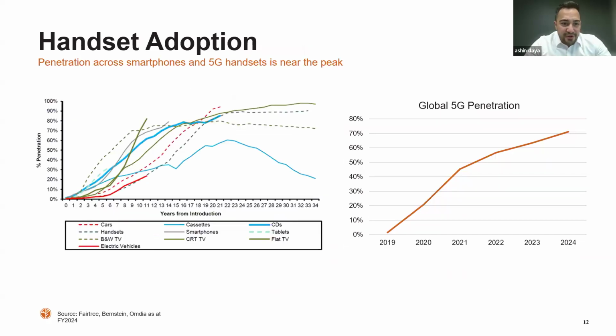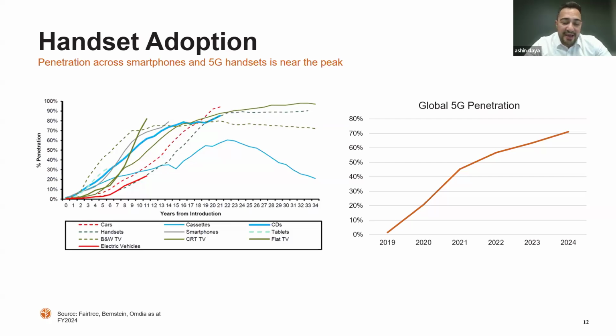And then I thought, on the left here, this gives you a nice indication of various different technologies and how penetration looks, and the curve of penetration and adoption over time. So these are various different technologies. And if you have a look at the smartphone market, for example, you can see that penetration is very close to 90% at the moment.